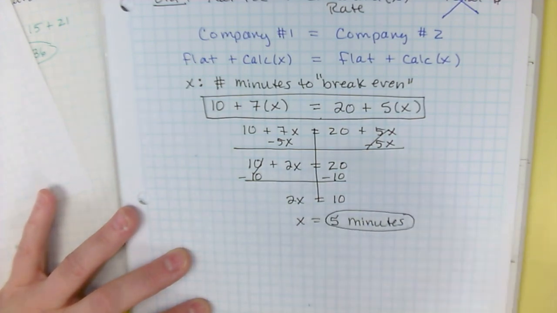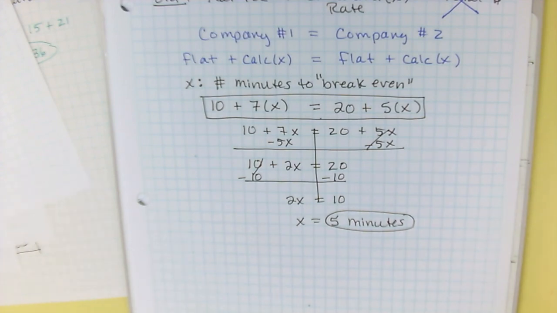So if you want to know when they break even, it's at 5 minutes. So the minute that you use more than 5 minutes, you're going to want to go with this company. If you're going to use less than 5 minutes, you're going to want to go with this company because it's a lower base charge. Okay, that is a rate comparison problem.